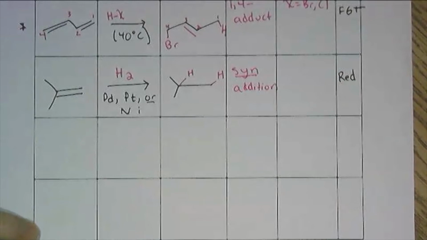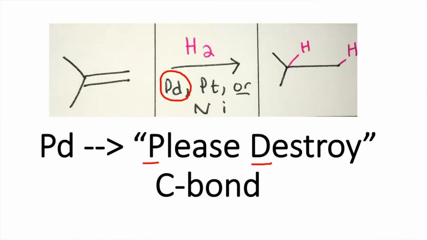It is a syn addition, so you could draw the hydrogens as like dashed lines, and then one of those carbon substituents on the left-hand side into a solid one, or vice versa. This is a reduction reaction, and an easy way to remember this one, at least for the palladium part, you could say PD stands for please destroy, and what it's destroying is the carbon-carbon double bond. And it's reducing it and adding those two hydrogen atoms there.